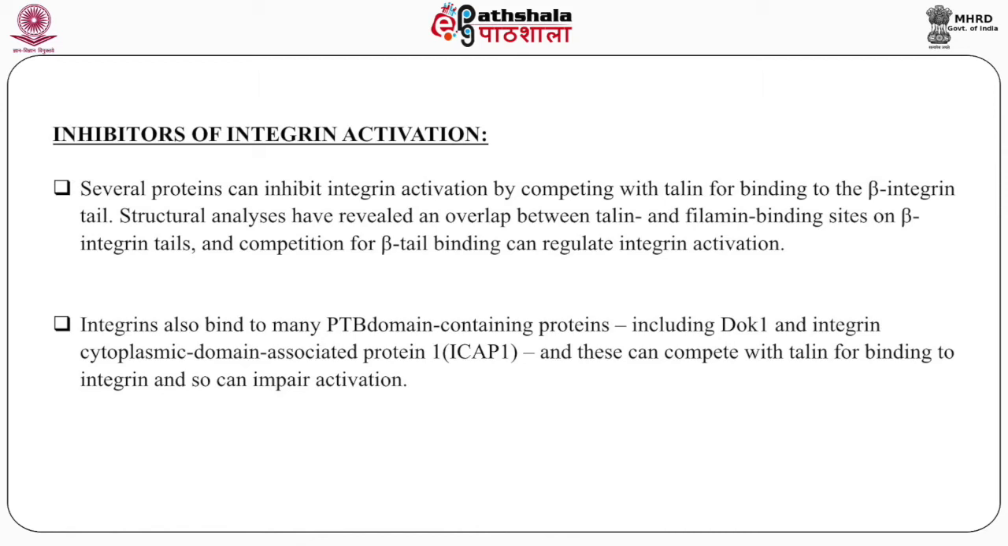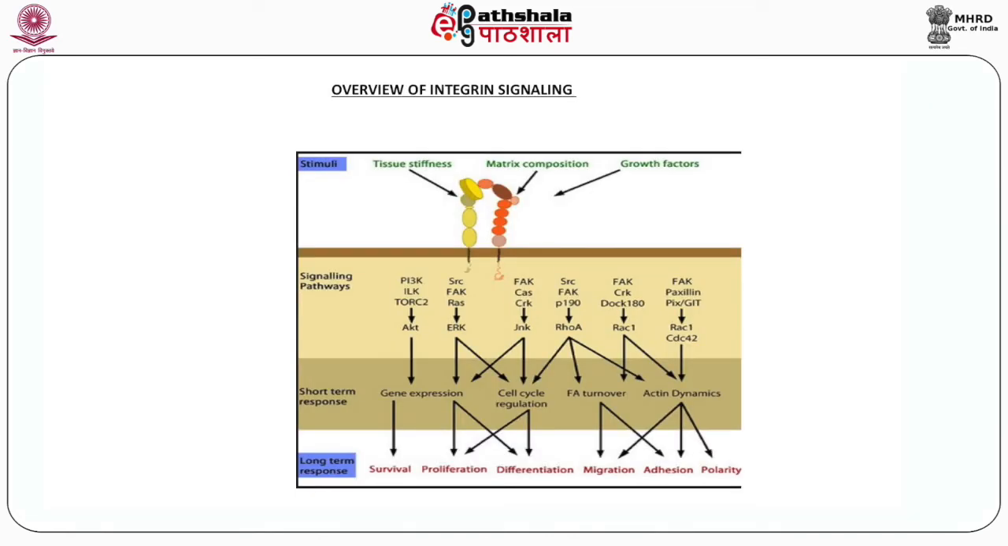Structural analysis have revealed an overall competition between talin and the filamin binding sites of integrin tail, and competition for the cytoplasmic tail binding can regulate the integrin activation. Integrins also bind to many PTB domain containing proteins, including DOC1 and integrin cytoplasmic domain associated protein called ICAP1, and these can compete with talin for binding to integrin and so can impair activation. Now next, how integrin signaling happens.